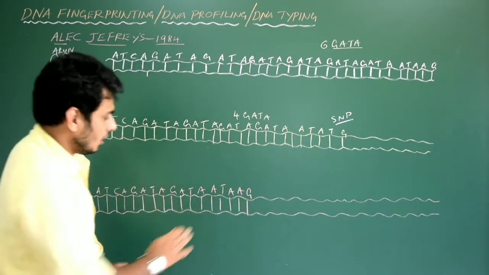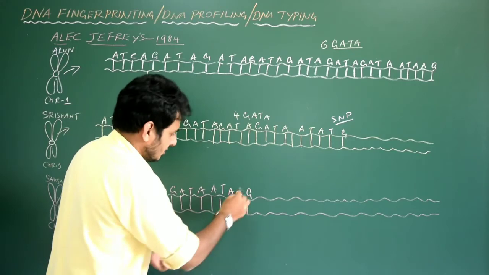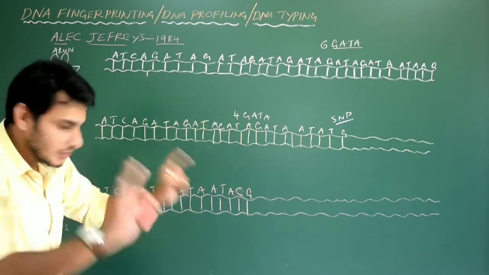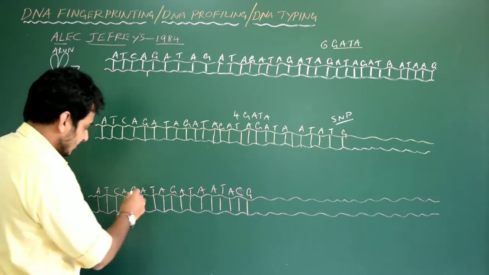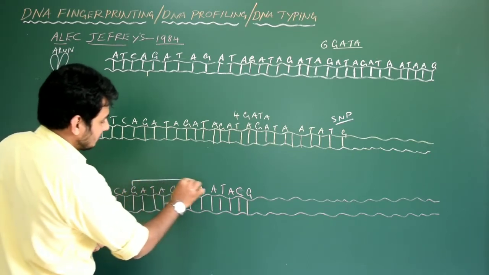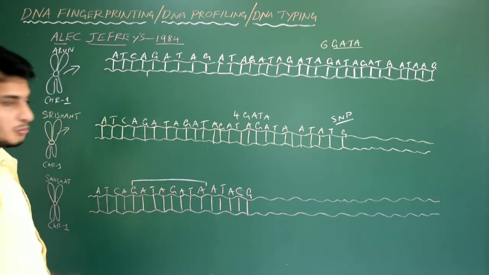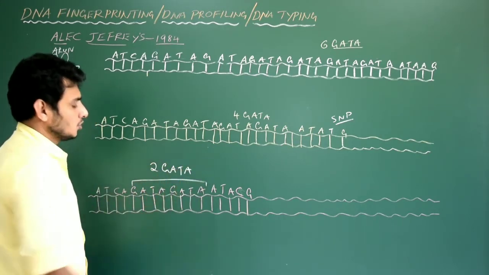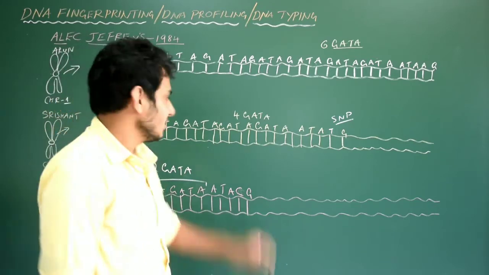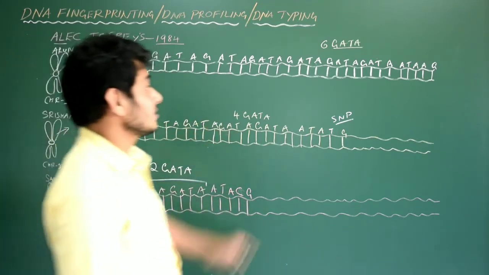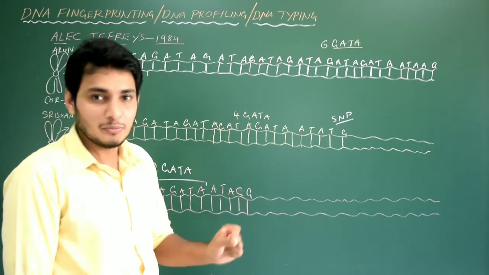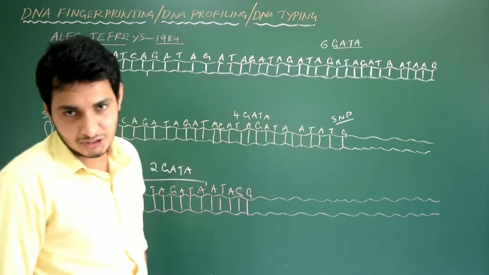That's it. In this case, let me write C. That means SNP. Now the interesting thing is, see how many times GATA is repeated. In Sakshat's case, in chromosome number 1, it is 2 times. So he has 2 GATA repeats. Shishan got 4 GATA repeats. I got a maximum of 6 GATA repeats. That means it is showing variation.